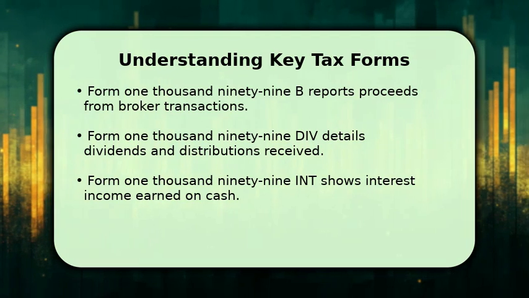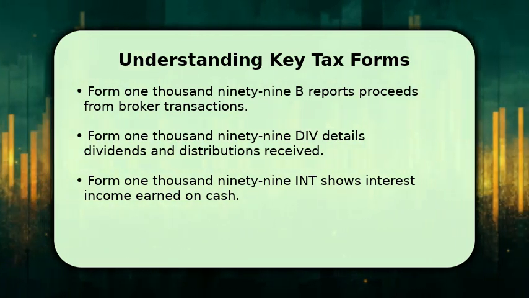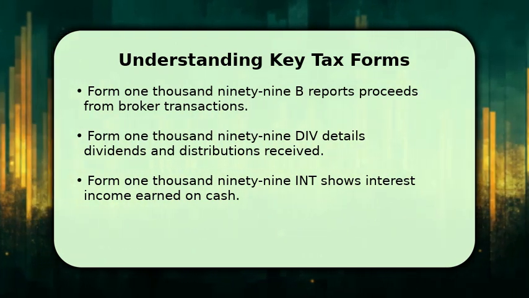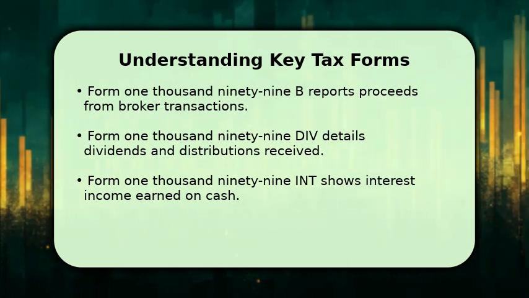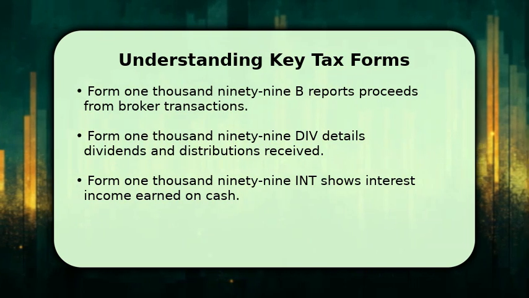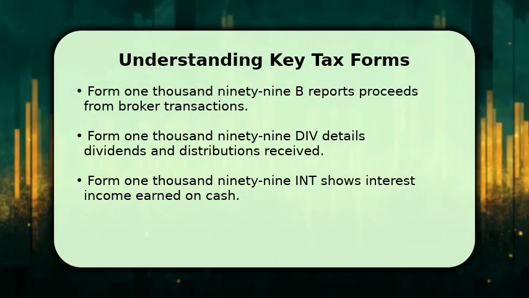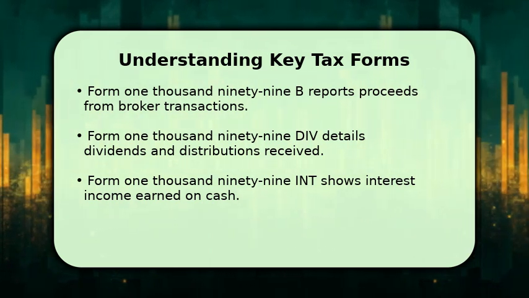Robinhood provides several key tax forms. The 1099-B form reports sales of stocks and other securities. If you receive dividends, you will get a 1099-DIV. For any interest earned on uninvested cash, look for a 1099-INT. Finally, a 1099-MISC might be issued for other types of income. Understanding these helps you file correctly.